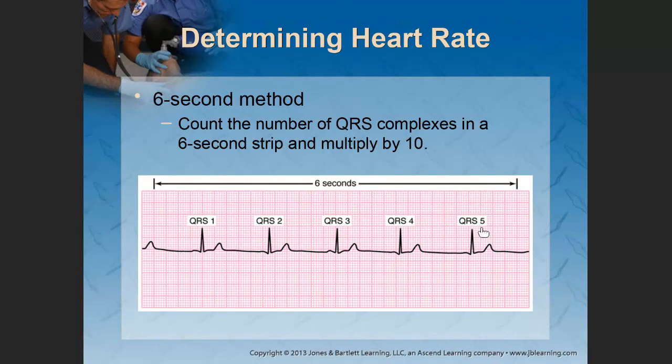You take that number and multiply it by 10, and you'll get the heart rate. So if we have 5 QRS complexes within that 6 seconds and we multiply it by 10, the heart rate is 50 beats per minute. You can do it that way, or you can simply count by 10: 10, 20, 30, 40, 50. 50 beats per minute. Right, so that's the 6-second method.